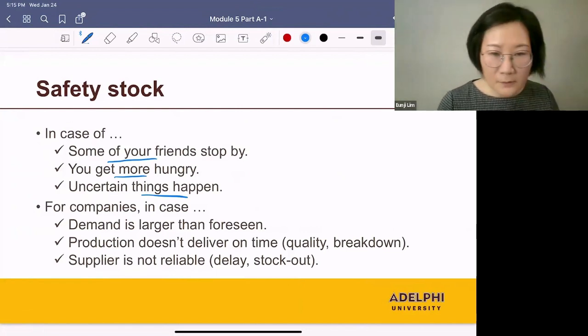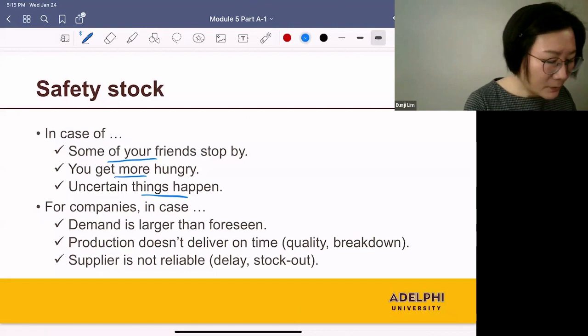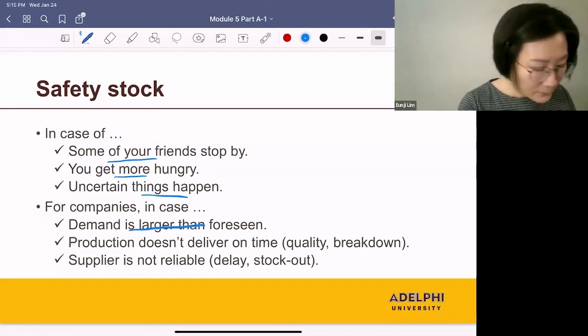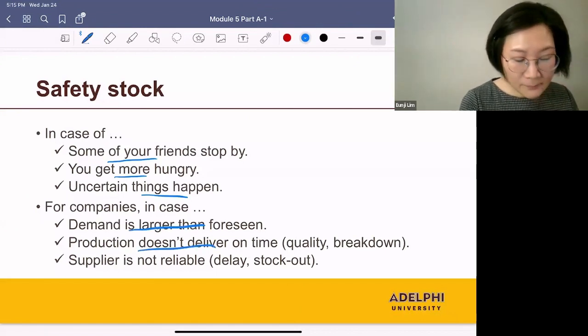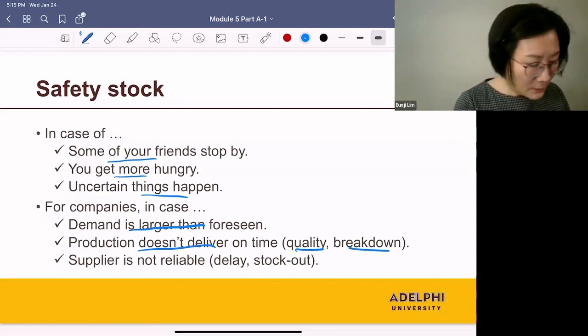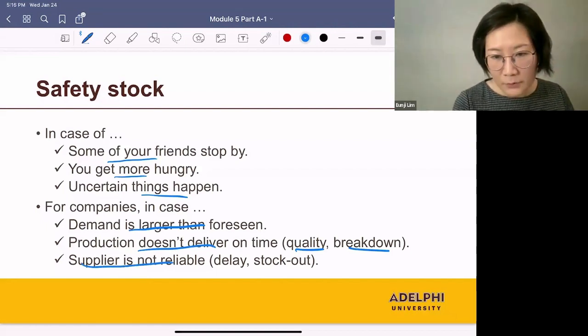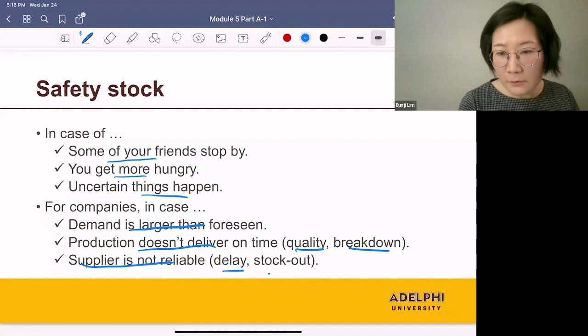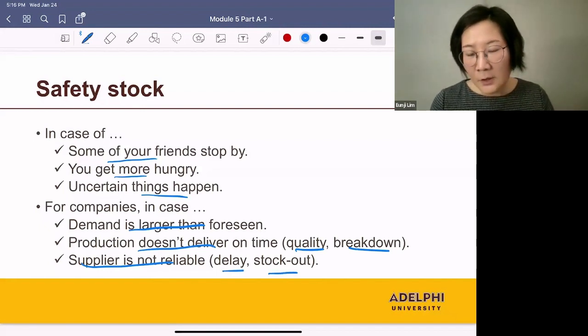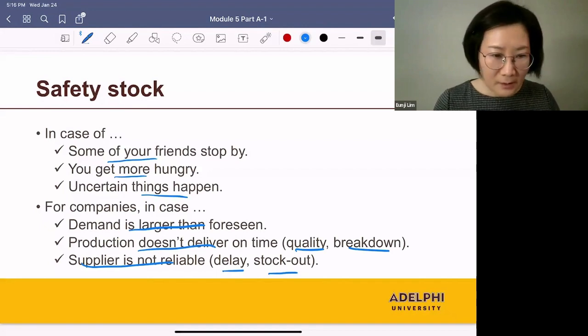In companies, what can happen unexpectedly? Demand can be larger than foreseen. Production doesn't deliver on time. There could be a quality problem, or your machines can break down, or your suppliers may not be reliable. So there could be a delay or a stockout. To be prepared for such cases, we are keeping safety stock.